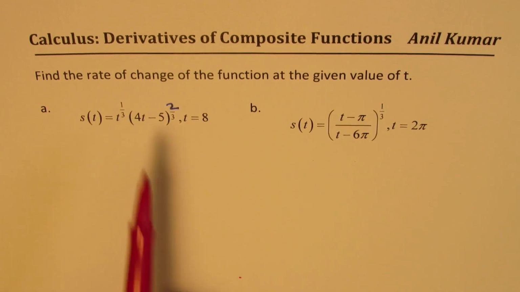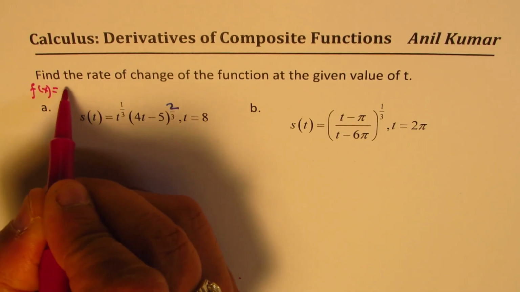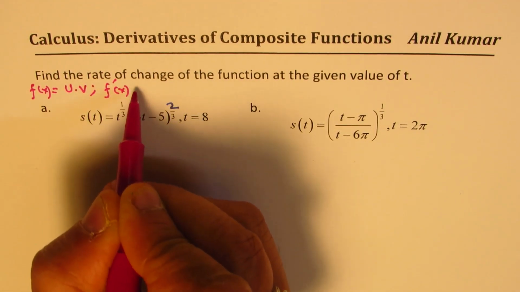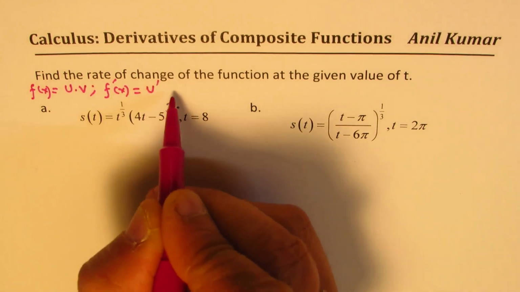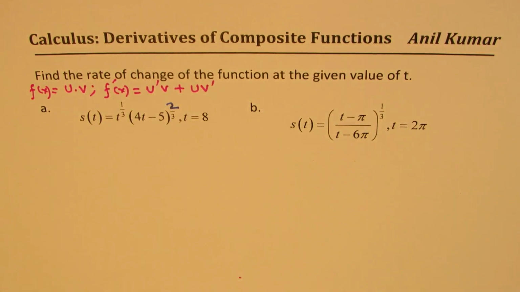Well, here we'll apply the product rule. So if the function is given to you in the form u times v, in that case the derivative of the function is what? Derivative of u times v plus u times derivative of v. So that is what the product rule is, and we are going to apply it to find the derivative of the function. And then we'll also apply the chain rule.